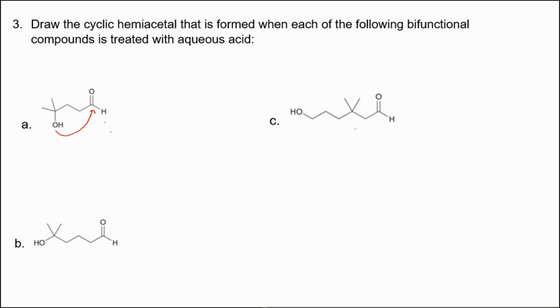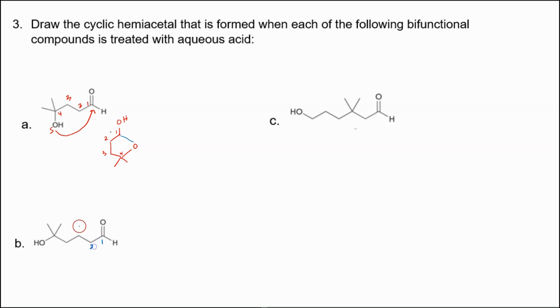So the number of atoms in the ring will be 5. We'll have a 5-membered ring. That becomes an alcohol. At 4, we have 2 methyl groups. 5 is the oxygen. And the new bond is formed between carbon 1 and the oxygen. So that would be the hemiacetal that we formed there.